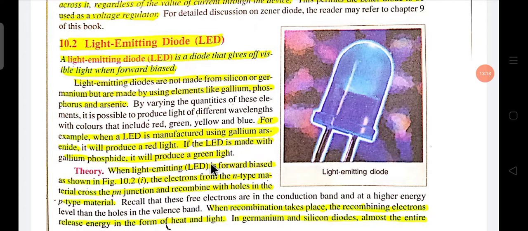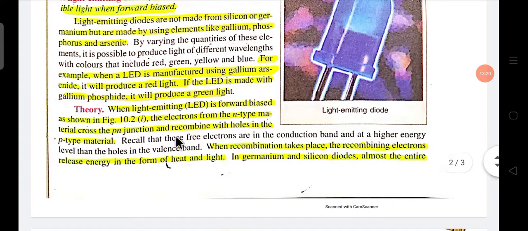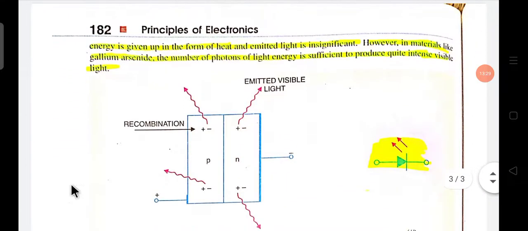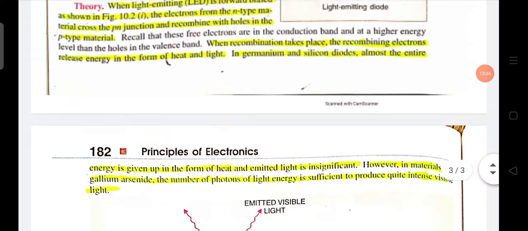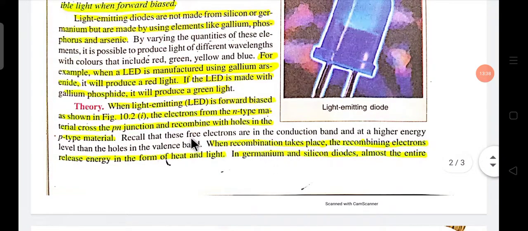Okay, and how it works: when the light emitting diode is forward biased, as shown in figure 2i, that means the p type is connected to positive and the n type is connected to the negative. When this p-n junction is forward biased, the electrons from the n type material cross the p-n junction and recombine with holes in the p type material.